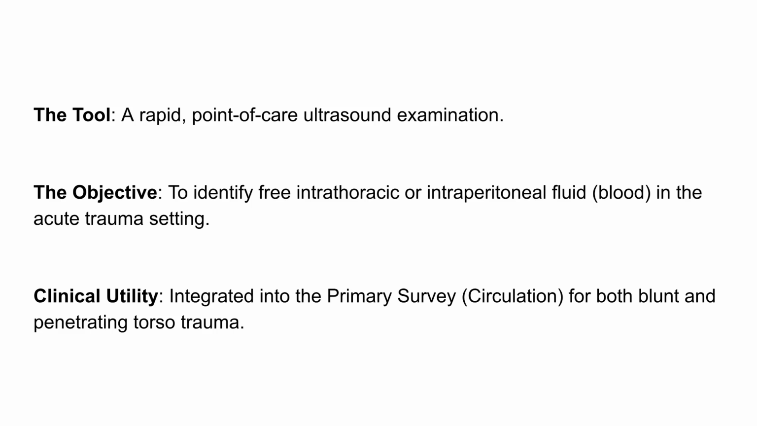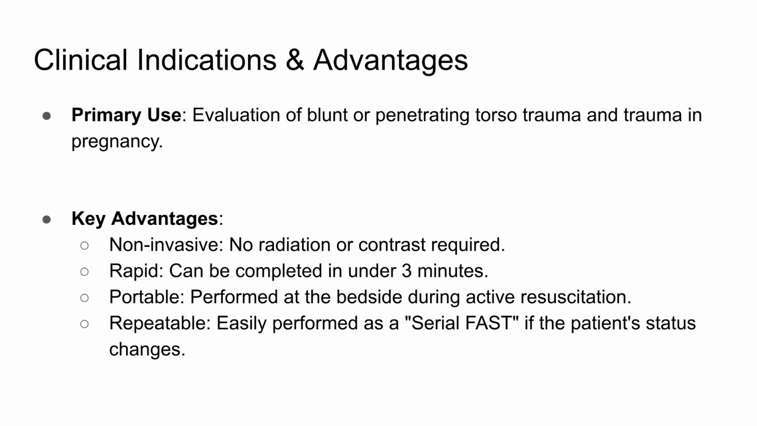It is integrated into the primary survey for both blunt and penetrating torso trauma. The primary use of FAST is to evaluate blunt or penetrating torso trauma. Key advantages include being non-invasive, rapid, portable, and repeatable, allowing for serial exams if the patient's status changes.